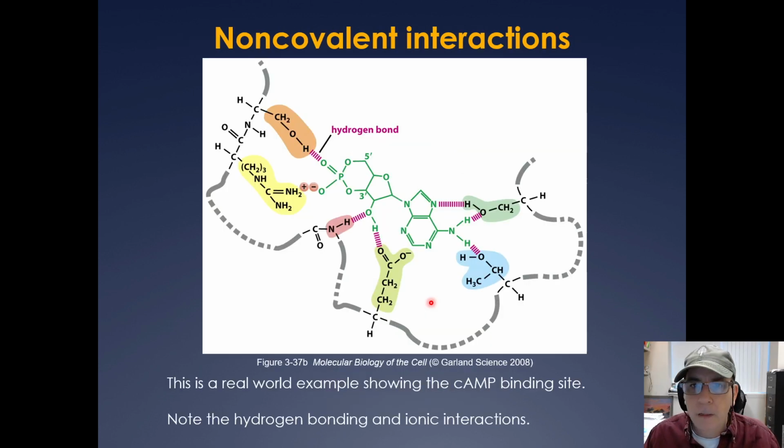And so here's an example of a cyclic AMP binding protein. Cyclic AMP is shown here in green, and here are all the different non-covalent interactions that are occurring with cyclic AMP along the primary amino acid sequence in the fold of the protein. Okay, so these are all the different amino acid side chains that are here, and the hydrogen bonding that's occurring, and the electrostatic interactions. All right, so this is a real-world example showing a cyclic AMP binding site. Just take note of the hydrogen bonding and the electrostatic interactions that can occur.